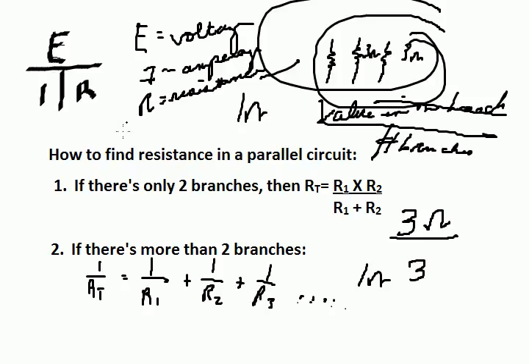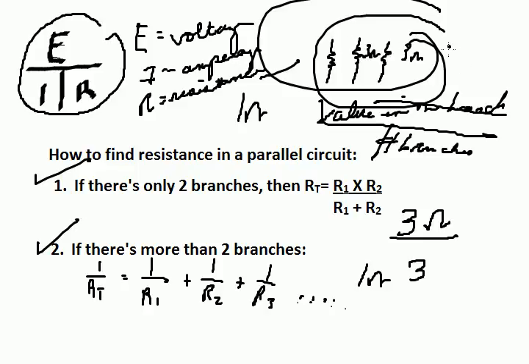So that's really your thing. Remember Ohm's law, first and foremost. Know how to apply that. And know that if there's 2 branches in a parallel circuit, we use this formula. If there's more than 2 branches, we use this formula. If the values are the same, we can use that formula. And that's pretty much the extent of what you have to remember.